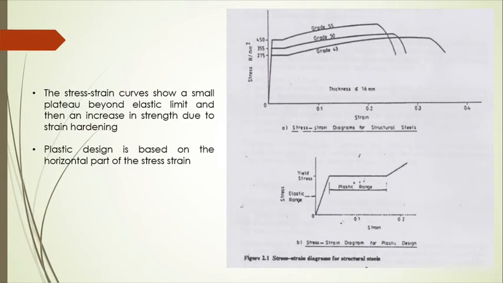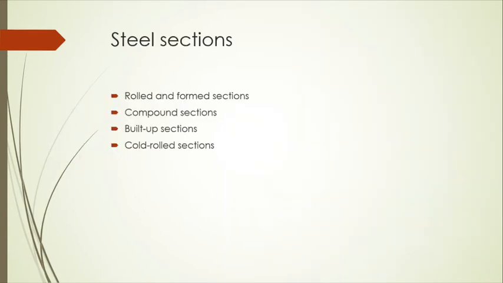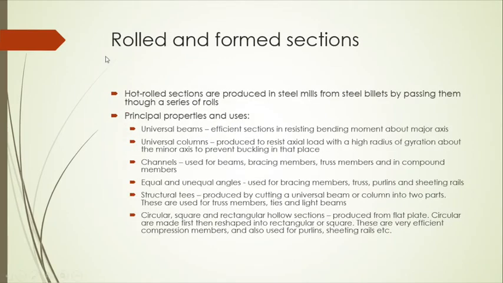Steel sections. So that is the steel products for structural steel. And then we also have steel sections, where we use a prefabricated section for our building. So basically the design of a building is sometimes based on the steel sections, which can assist the designer in the analysis of the building. So in steel sections, we have rolled and formed sections, compound sections, built-up sections, and cold rolled sections.